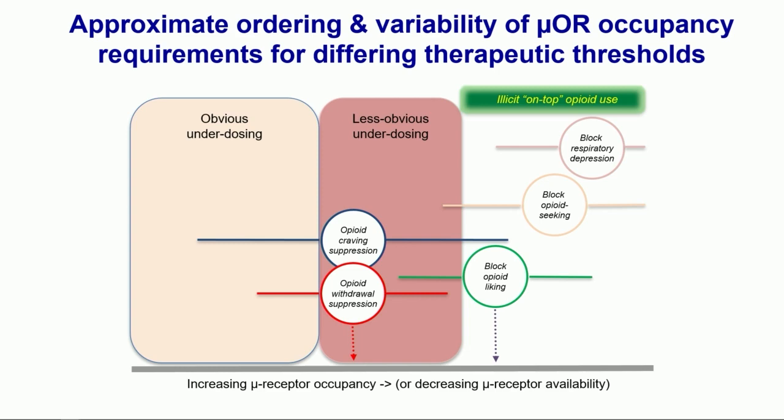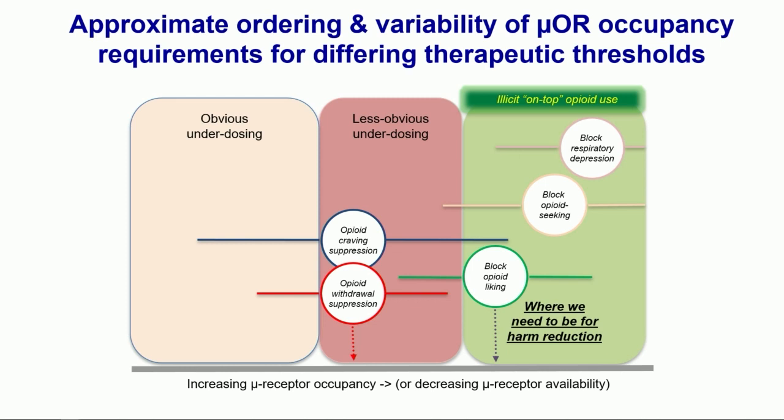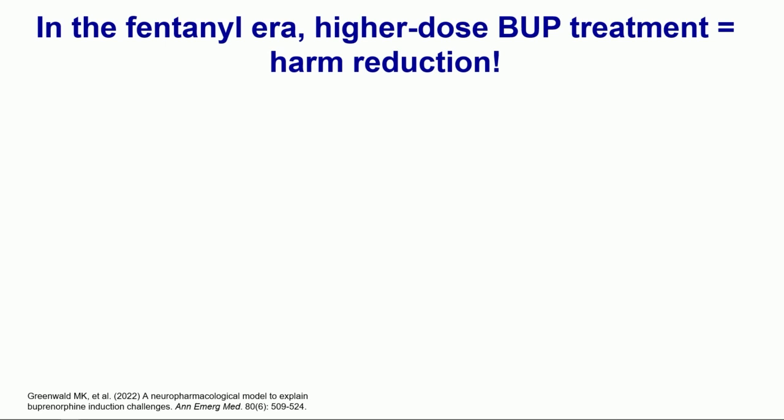This is where we want to be in terms of harm reduction, and we want to be blocking the on-top use, the subjective response that somebody gets, because that feeds into their belief, oh, I can use any time now on top and get away with it. I can have my cake and eat it too. We want to be higher so that we're also blocking instrumental drug-seeking behavior, and we want to block the respiratory toxicity. So in the fentanyl era, high-dose buprenorphine treatment is harm reduction. Okay, we need to be keeping these clinical thresholds in mind and thinking about them in a way that's going to translate into better outcomes for patients.